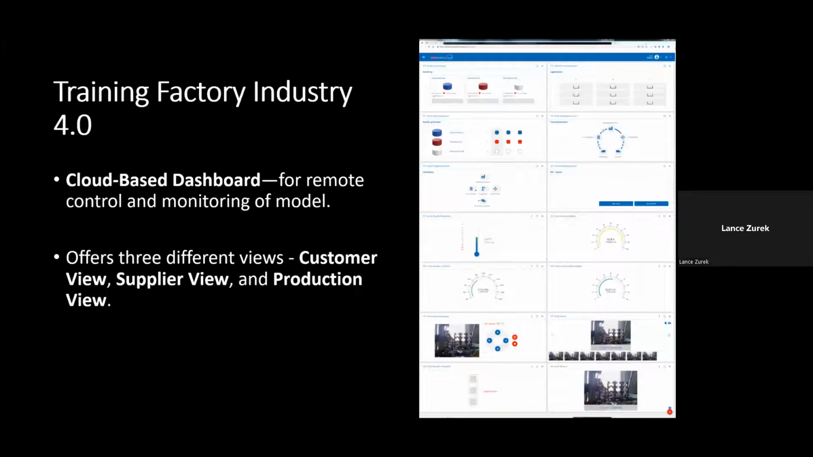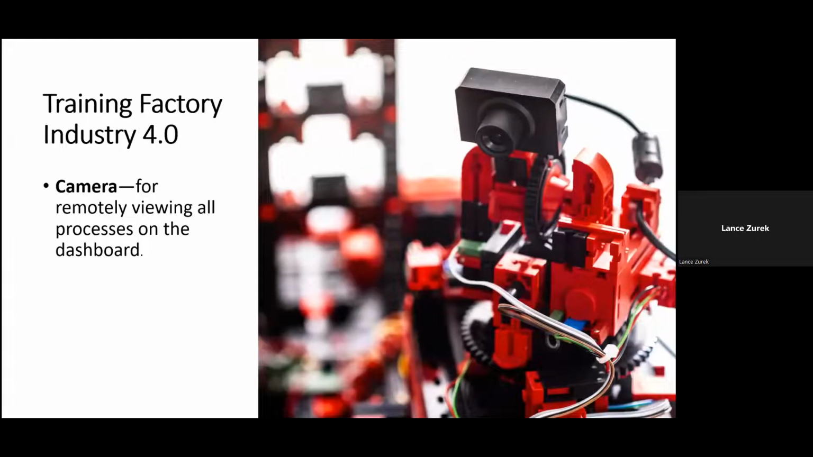Now, as you just saw, this model incorporates many features not found in the models we previously discussed, most notably the use of a cloud-based dashboard for monitoring and controlling the model. Some other examples would be the camera for visually monitoring the factory functions from the cloud-based dashboard, as well as the environmental sensor, which collects data on variables such as temperature, air quality, humidity, and air pressure.